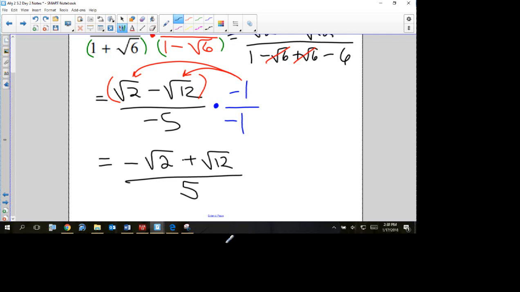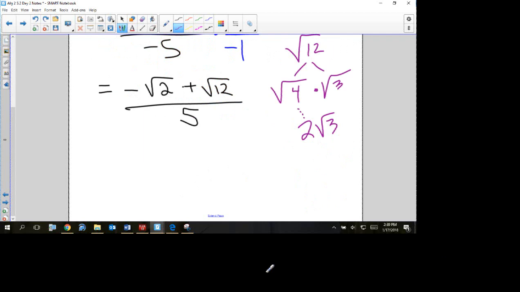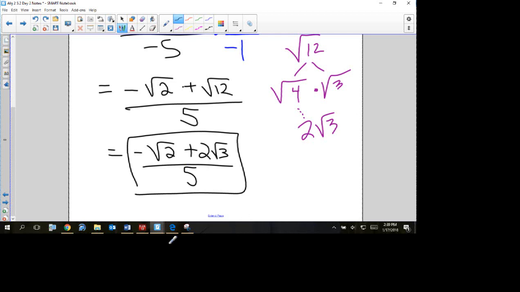Now is it in simplest form? No, because the square root of 12 simplifies. The square root of 12 becomes what square root? With what? 4 and 3, and then what's 4 become? 2 radical 3. Remember doing this before? I know we've done it. So now I have negative radical 2 plus 2 radical 3 all over 5. And then there will be nothing I can factor out to cancel with that, so that would be my final answer.